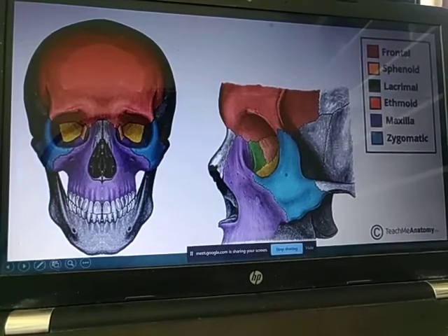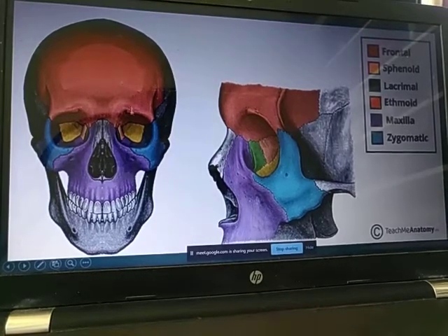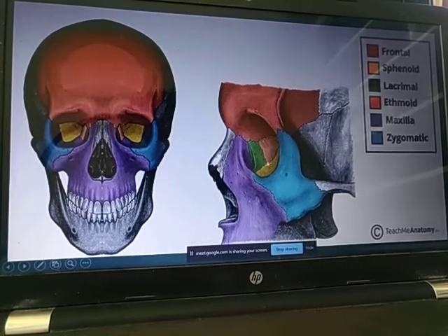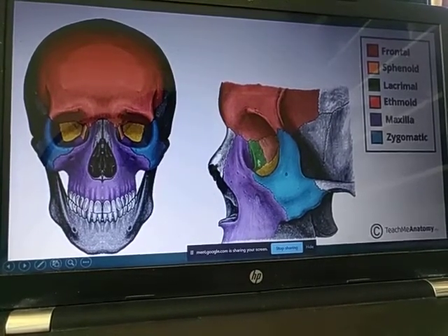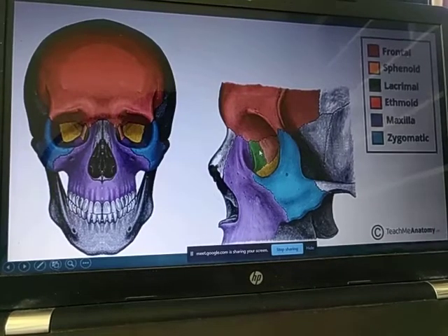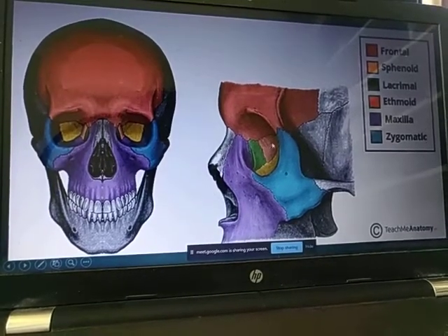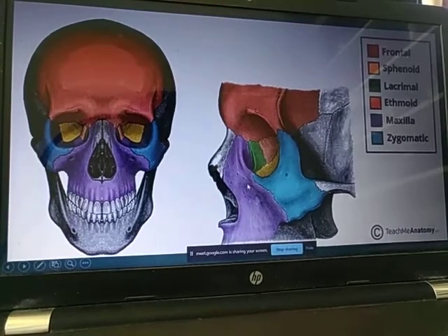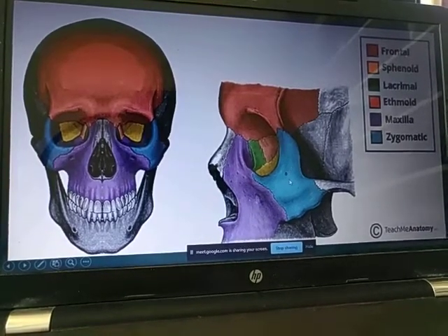As all of you can see, the bones which form the orbit, in the pink color coded the frontal bone, as you can see over here. The yellow color coded is the sphenoidal bone. The green color codes the lacrimal bone. The orange forms the ethmoidal bone. The purple forms the maxillary bone, and the cyan color is the zygomatic bone.